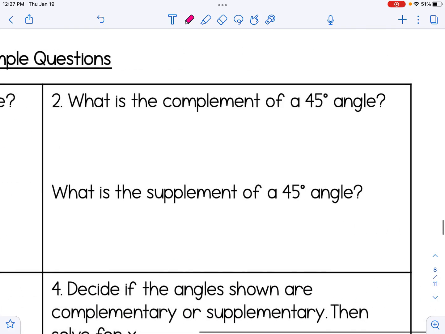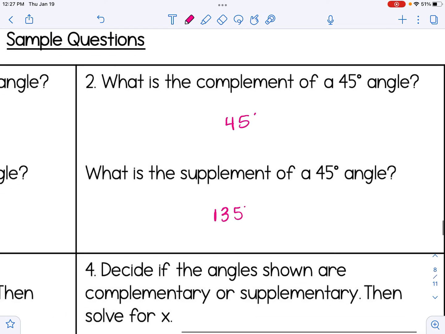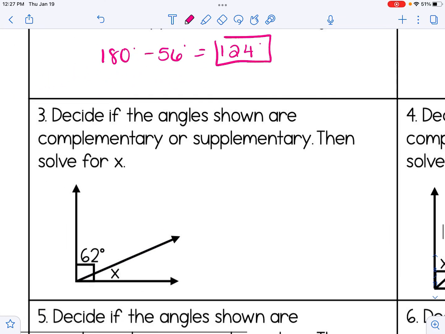Over on number 2, I have a very similar question, just some numbers swapped out. The complement of a 45-degree angle is also 45 degrees, since those two numbers have a sum of 90. The supplement of a 45-degree angle would be 135 degrees, since 180 minus 45 gives me 135. In the next set of examples, we're going to first decide if the angles shown in the diagram are complementary or supplementary, and then we're going to find the measure of x. So over in number 3, I see that little square indicating I have a right angle. I want to think, okay, a right angle has 90 degrees, therefore complementary.